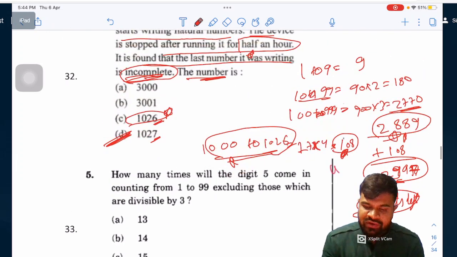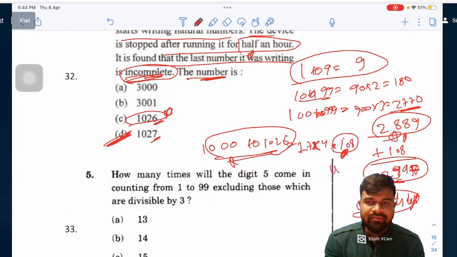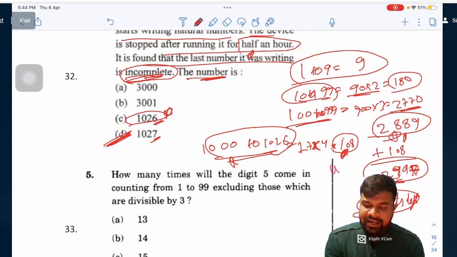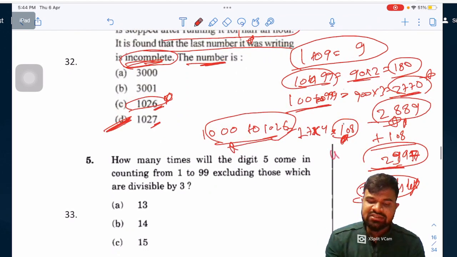See how we are doing this. From 1 to 9, there are 9 numbers and 9 digits because every number is single digit. From 10 to 99, there are 90 numbers of 2 digits, so that means 180 digits will be typed. From 100 to 999, there are 900 numbers of 3 digits each, which means 2700 digits. Now you add these up: to write up to 999, you will require 2889 digits.